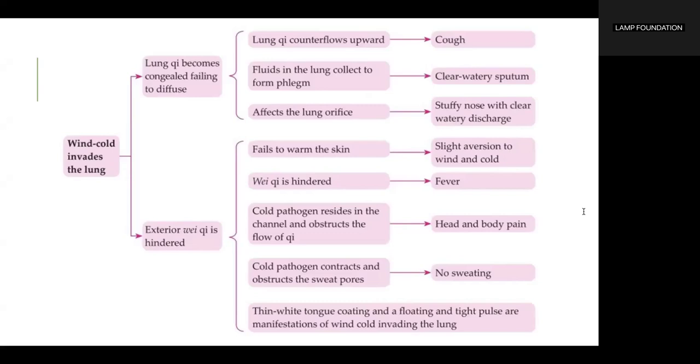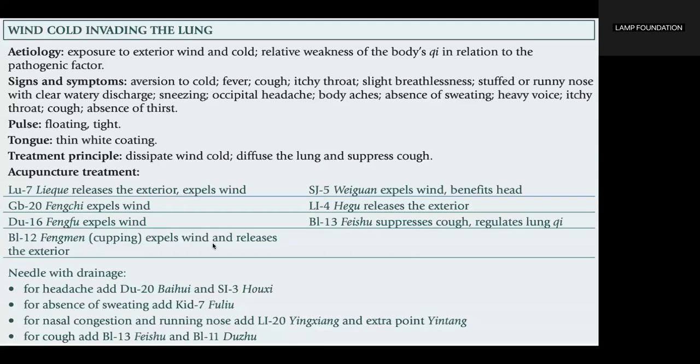There may be an underlying wei qi deficiency, which means the pathogenic factor does not require the same strength to be able to penetrate the body's defenses.